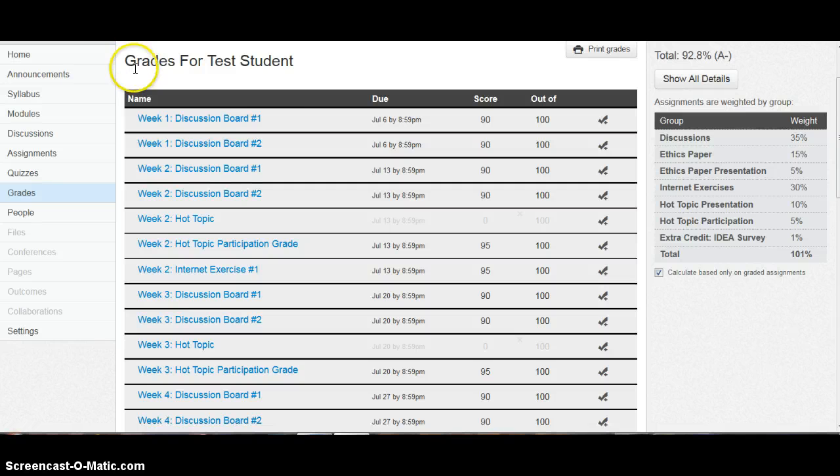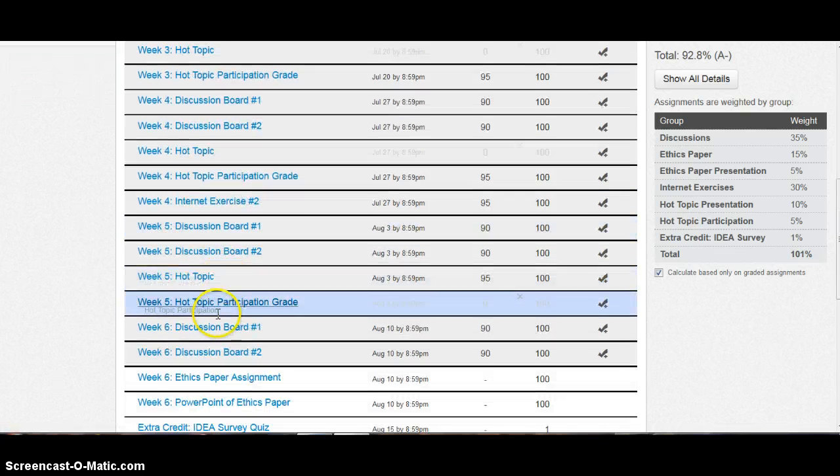As you can see, I've inserted some grades for our test student as an example. This test student presented their Hot Topic paper, let's see, down here in week 5. So you see, there's our test student's grade.